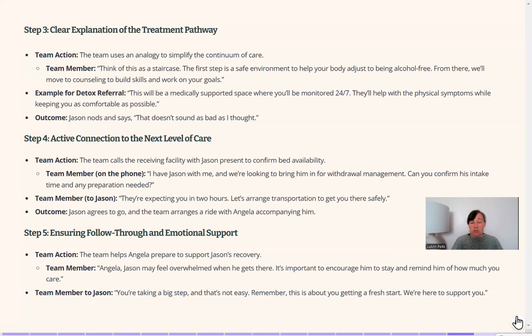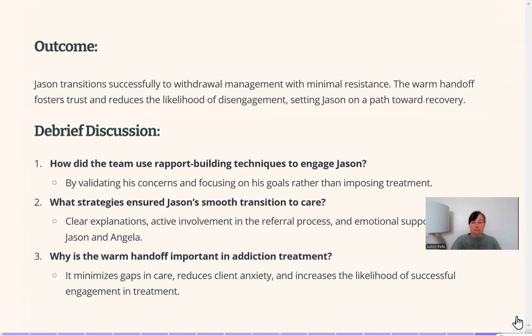Step 5, ensuring follow through and emotional support. The team helps Angela prepare to support Jason's recovery. The team member to Angela: "Jason may feel overwhelmed when he gets there. It's important to encourage him to stay and remind him of how much you care." Team member to Jason: "You're taking a big step and that's not easy. Remember, this is about you getting a fresh start. We're here to support you."